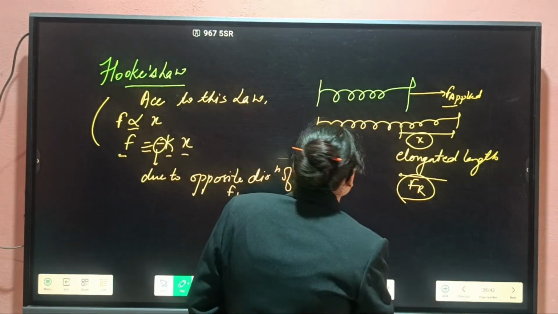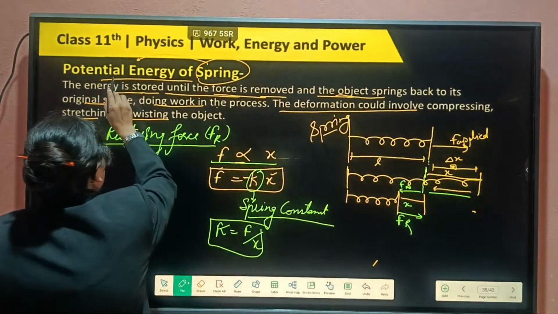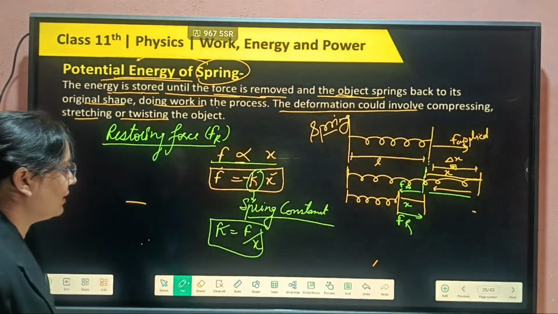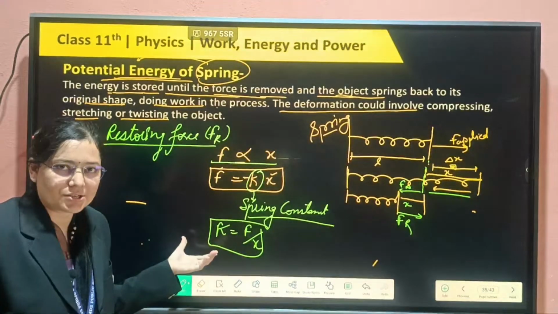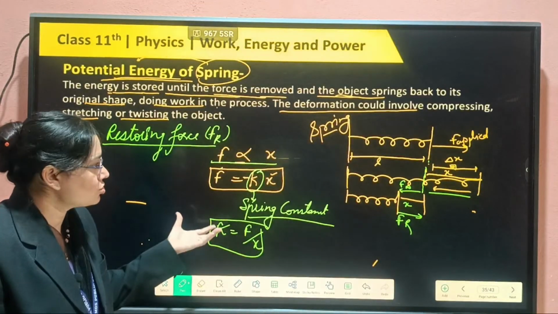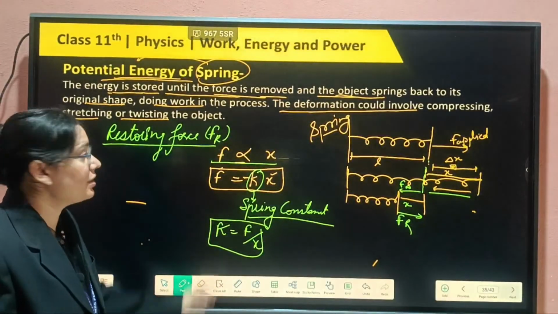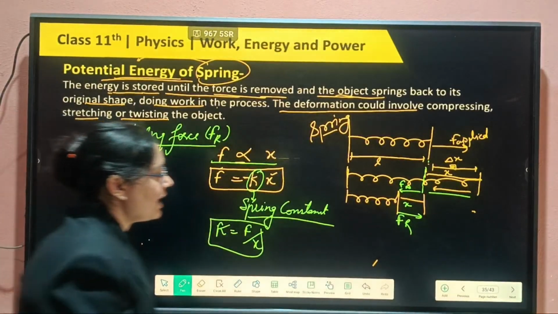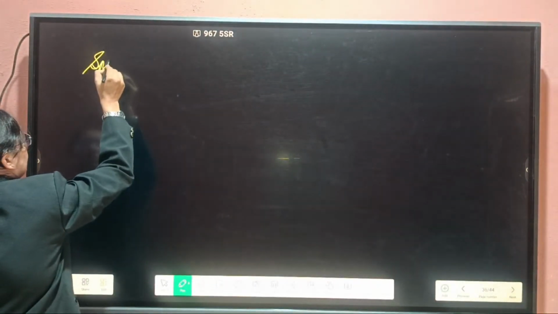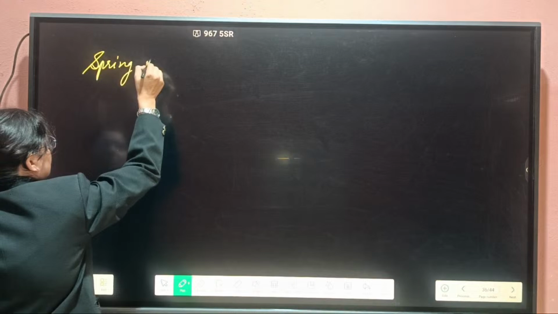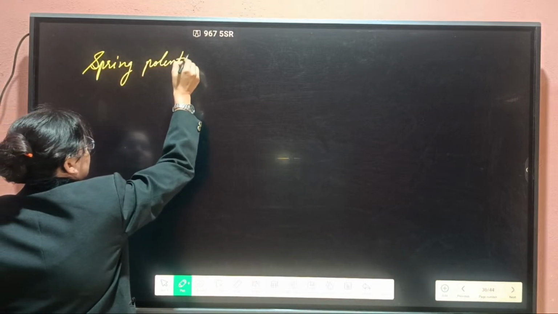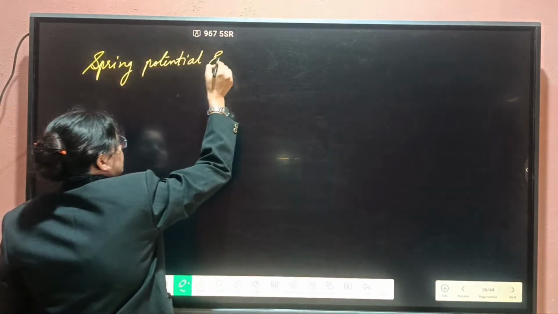So as we are using this, here we are solving for the potential energy of the spring. I hope you understood beta when this force will act. So in the spring case, the restoring force will act. So here we want to find out the energy, how we can find the spring potential energy.